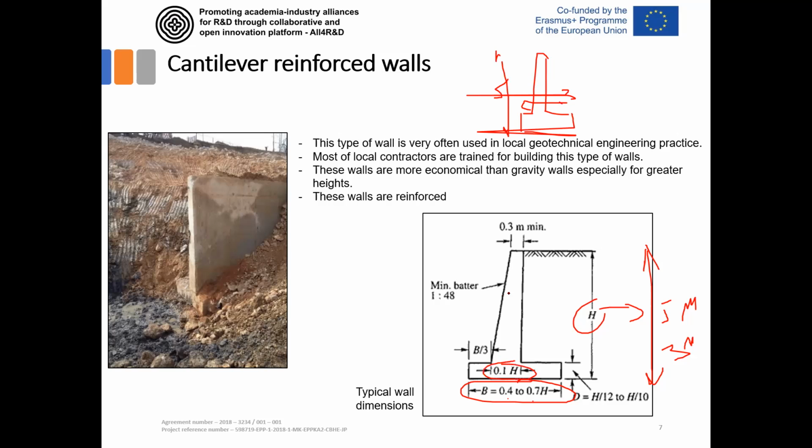Regarding the thickness of the wall, it's usually 10% of the total height. So it's 50 centimeters at the bottom for a 5 meter wall. At the top, you can reduce this thickness. It's usually never less than 30 centimeters at the top.